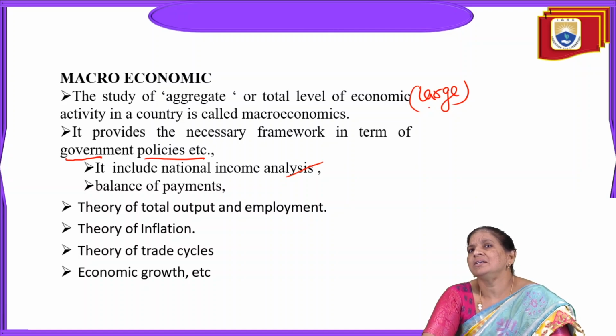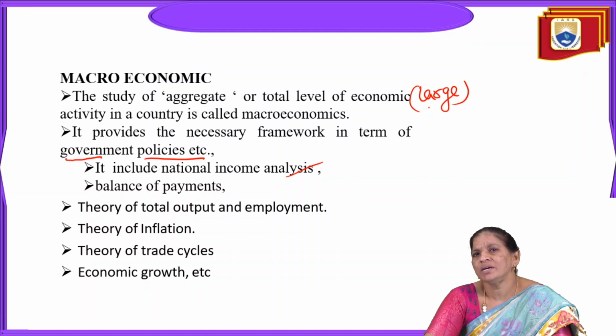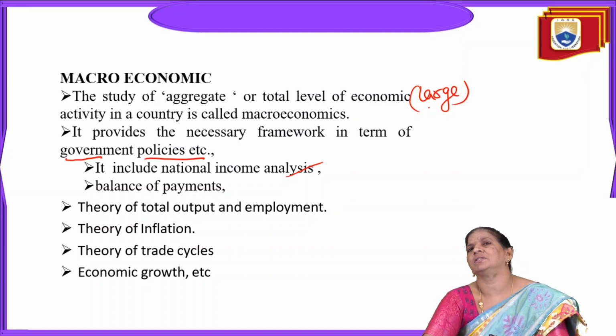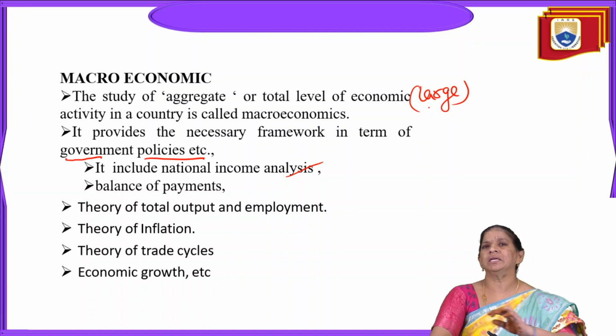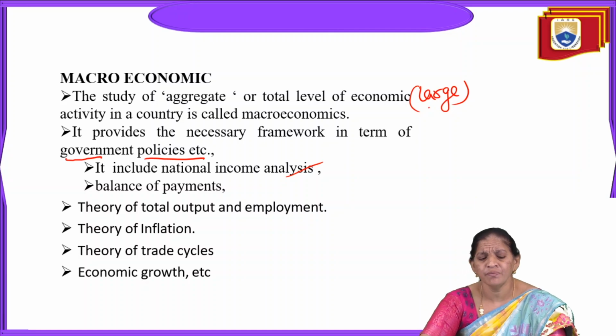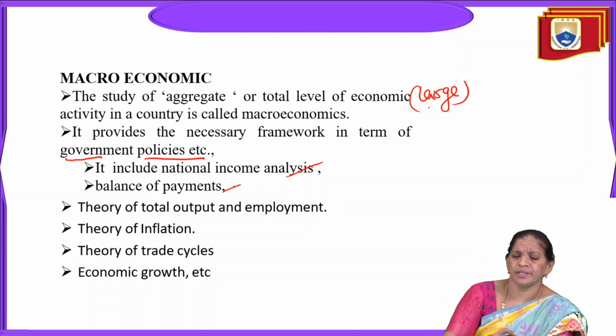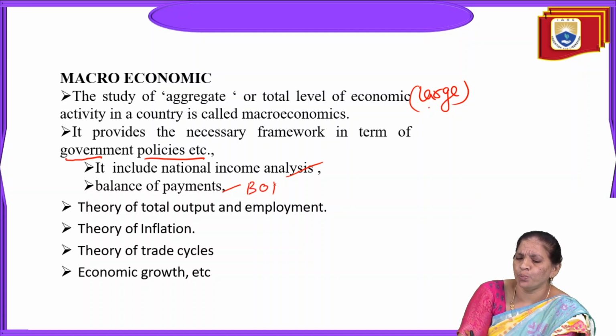So these government policies are required to frame or identify what the total national income is, and based upon that income only we are able to identify the GDP, the gross domestic product. In the same way, we have to identify the balance of payments, which we naturally call BOP.